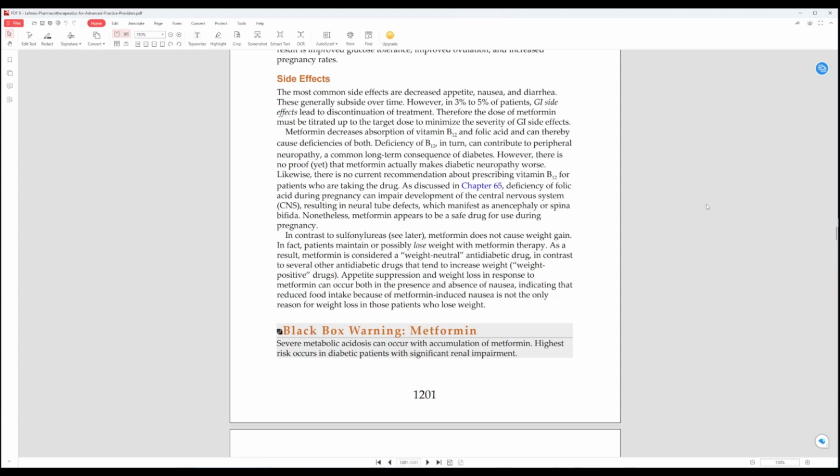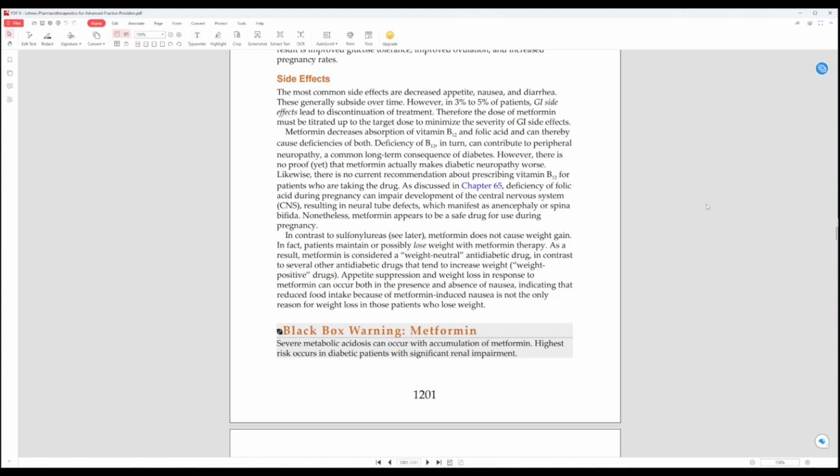In contrast, metformin does not cause weight gain. In fact, patients maintain or possibly lose weight while on metformin. As a result, metformin is considered a weight-neutral antidiabetic drug, in contrast to several other antidiabetic drugs that tend to increase weight.